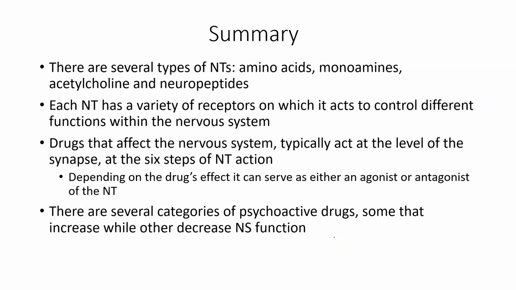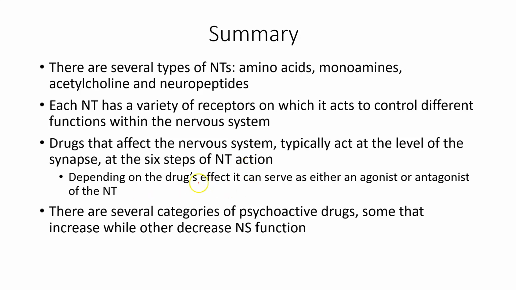So that's it for this particular lecture. We've talked about a whole bunch of things in this particular lecture. We discussed the different types of neurotransmitters, the categories of neurotransmitters, classic as well as neuropeptide neurotransmitters, mentioning the different types of receptors each has and how those receptors and neurotransmitters control varied functions in the nervous system. We talked about the 6 steps of neurotransmitter action and how these drugs can modify nervous system function by acting at any of these 6 steps.